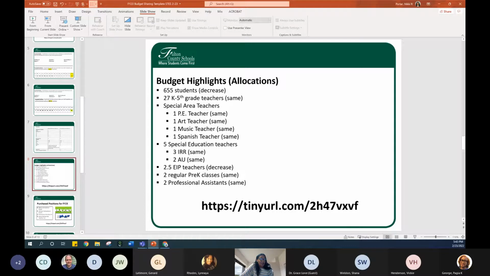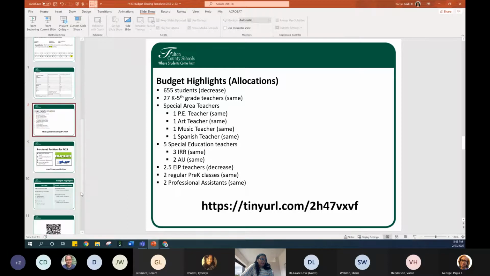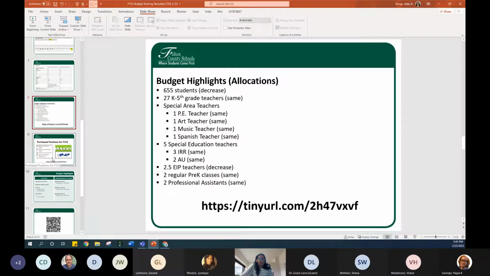And then we have the same amount of teachers, and the professional assistants is actually the same. The budget that I inherited as a new principal had also purchased 2 professional assistants, and I follow that same pattern with the approval of the zone superintendent. And here is a tiny URL for you to visit if you need more information.